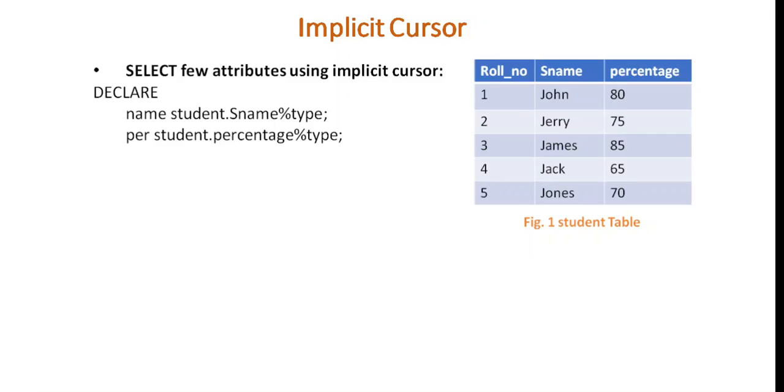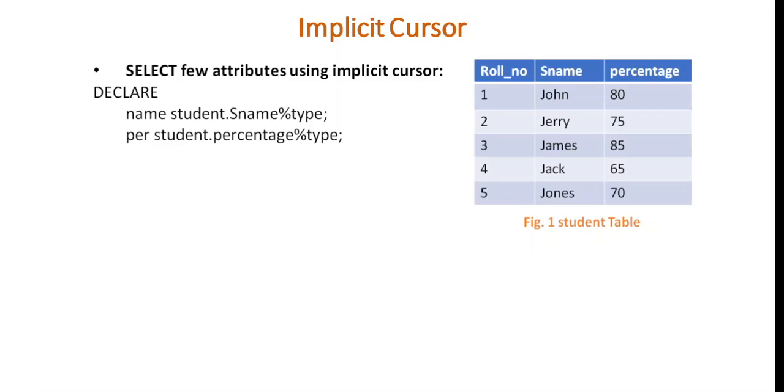This is a PLSQL block using a cursor to display a few attributes. We don't want to display all the attributes; I want to display only name and percentage. So I have declared two variables, name and percentage. Now what is the type of that variable? I have written name student.sname%TYPE.